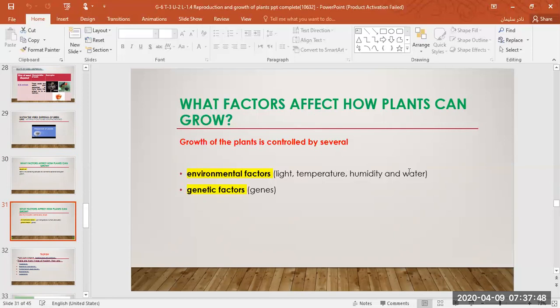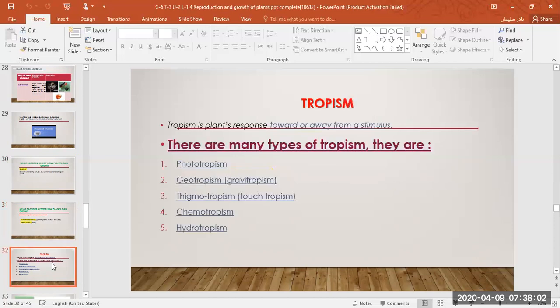Now, as we took before, all living things respond to stimuli, and plants are living things that are able to respond to these stimuli we mentioned. How do they respond? First thing that you have to know is that we name the plant's response tropism. Tropism is the plant's response toward or away from the stimulus. So when a plant receives external environmental stimuli like light, water, temperature, or gravity, these cause the plant to respond. The response of the plant toward or away from the stimulus is called tropism.